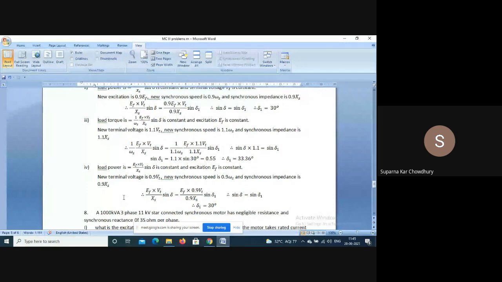If we keep the load power constant, that is EF Vt by Xs sine delta constant, and EF constant, and reduce the terminal voltage to 0.9 Vt, speed to 0.9 omega s, synchronous impedance 0.9 Xs, as we have reduced the frequency. So equating again, we will get EF Vt by Xs sine delta is equal to EF into 0.9 Vt by 0.9 Xs into sine delta 1. So delta is equal to delta 1. So delta remains 30 degree. So there will be no change in delta in second and fourth case.